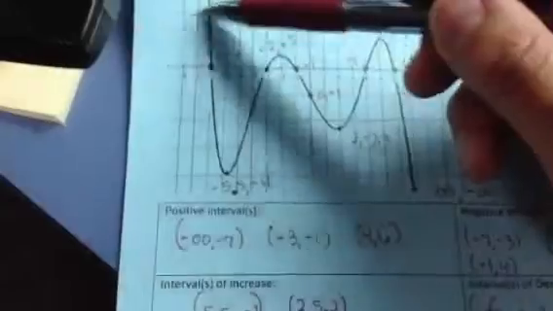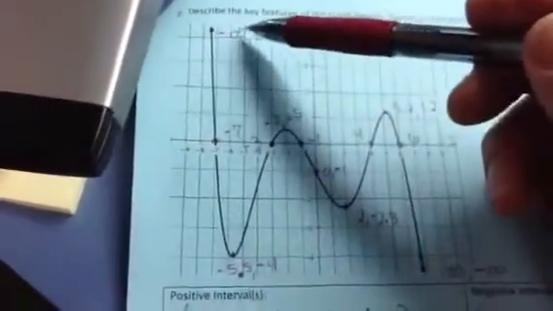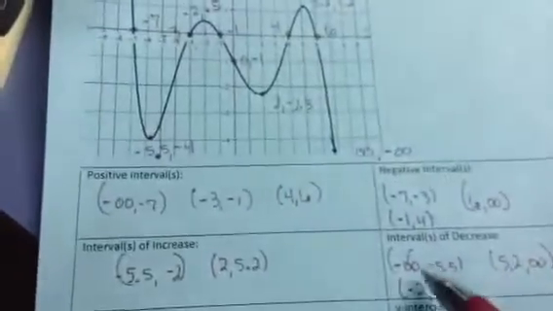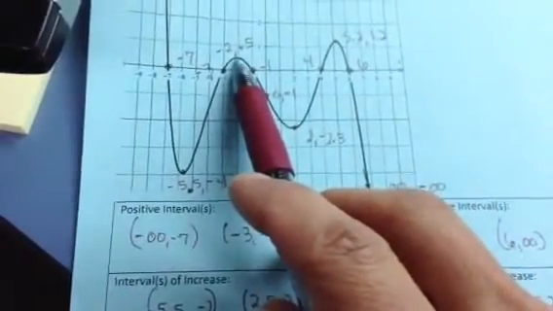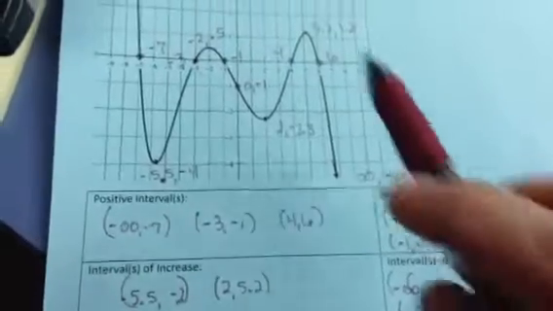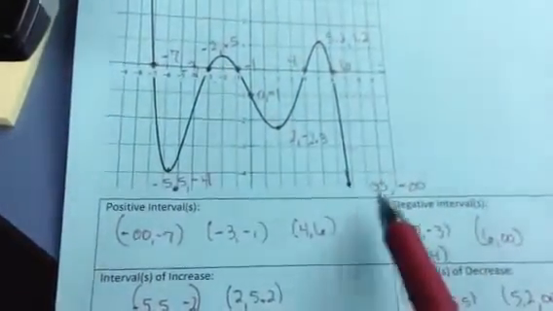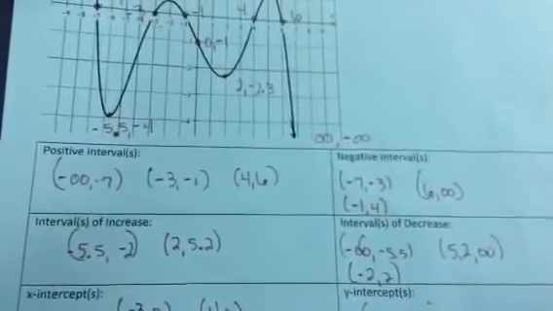So for the decrease, I'll be looking here, and here, and here. When it decreases, it goes from -infinity to -5.5, so I write that first. And then it's also decreasing from -2 to 2, so I wrote that one. And then from here it's decreasing from what I thought was 5.2 down to infinity. So those are my three answers. And again, pause it, write the answers down.